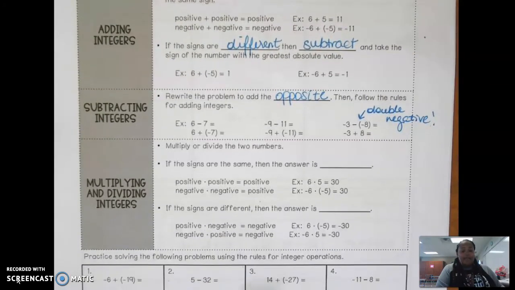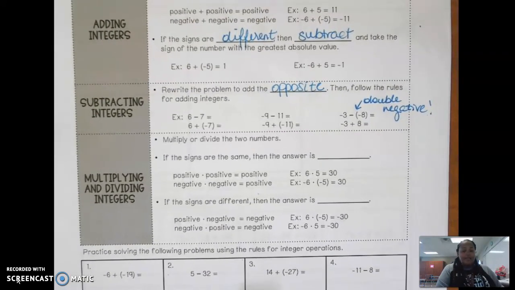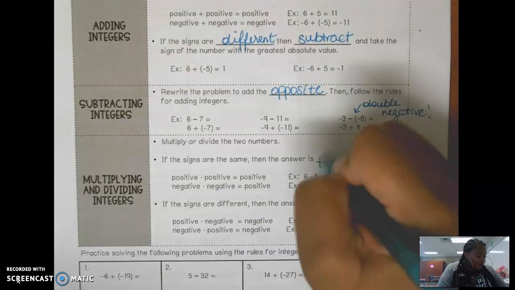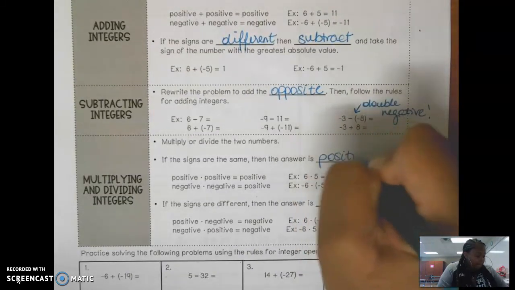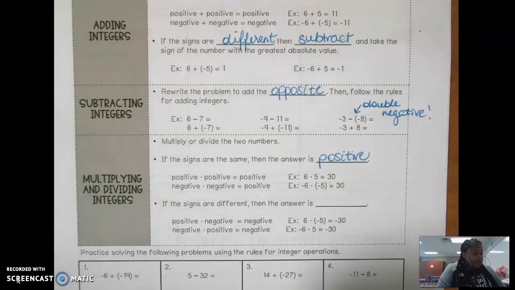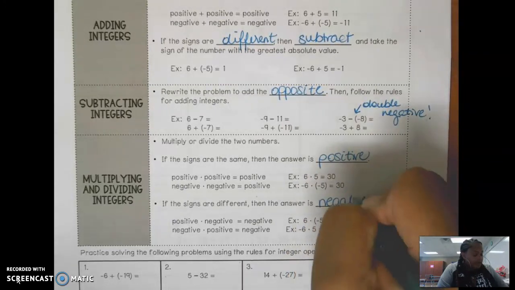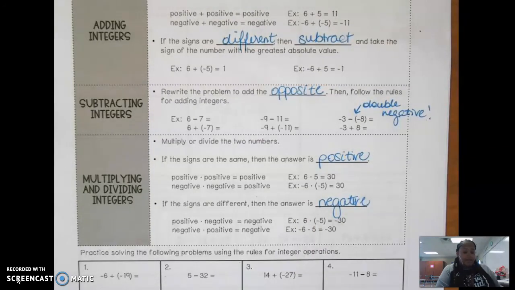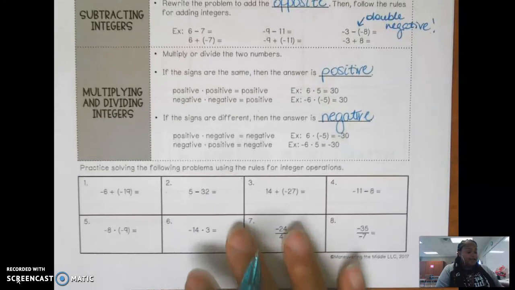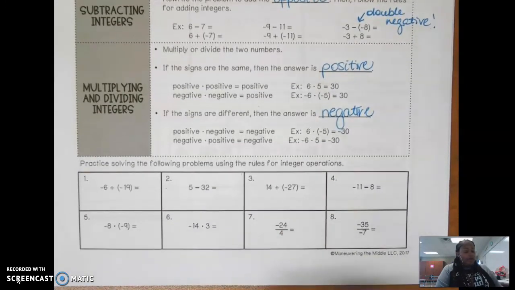Multiply or divide the two numbers. And then if the signs are the same, then the answer is positive. And if the signs are different, the answer is negative. Okay, so then let's practice these down here, and then we'll go on to do some equations.